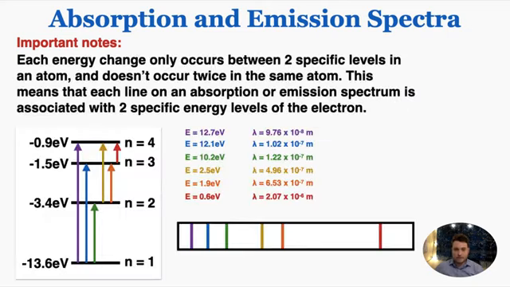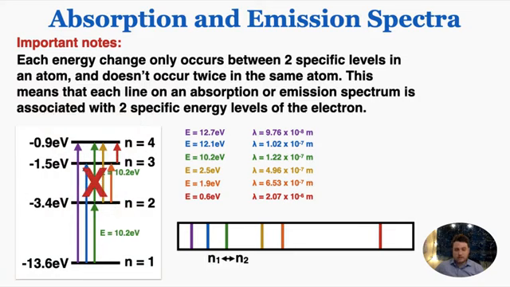This final note is hyperspecific, but each energy change only occurs between two specific levels in an atom and doesn't occur twice in the same atom. This means that each line on an absorption or emission spectrum is associated with two specific energy levels of the electron and only those two. So as an example, these are 6 of the energy changes for hydrogen, and each of these energy changes only appears once. As an example, there's never going to be another change between two energy levels in hydrogen that's equal to 10.2 electron volts. That's just never going to happen.